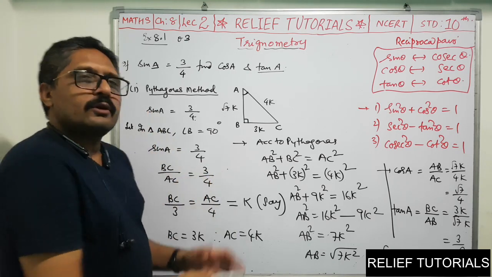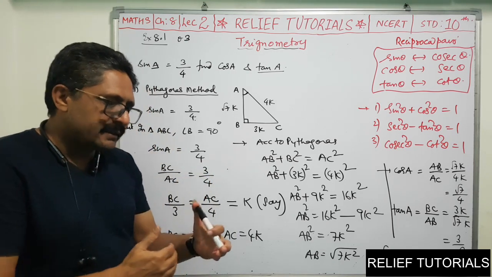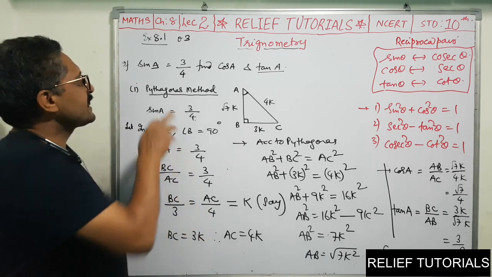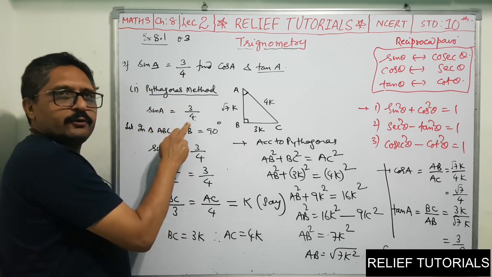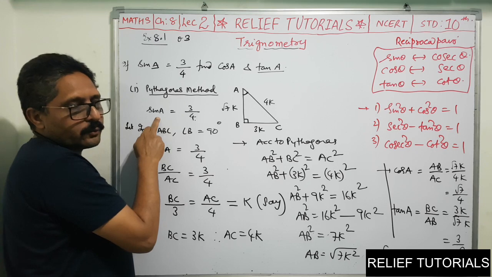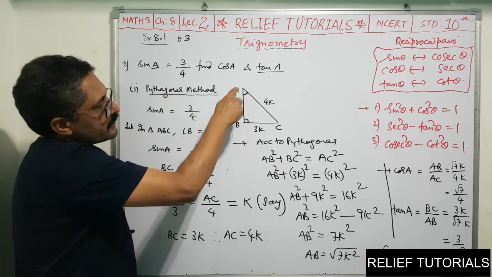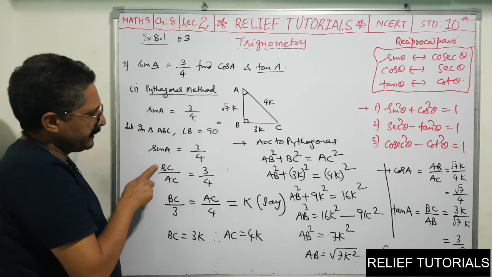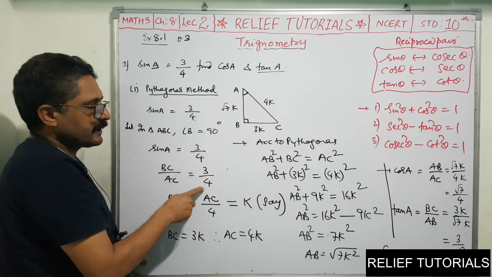So this method is called the Pythagoras method. It is a little bit longer and tedious. See, very simple. What is given? Sin A is given as 3 by 4. Sin is opposite upon hypotenuse. So opposite to A is BC, hypotenuse is AC. So I have written here BC upon AC equal to 3 by 4.